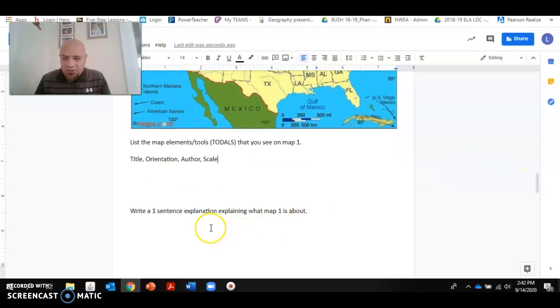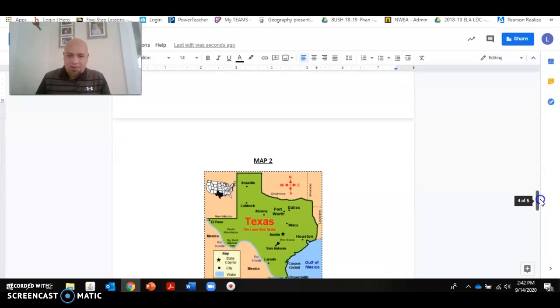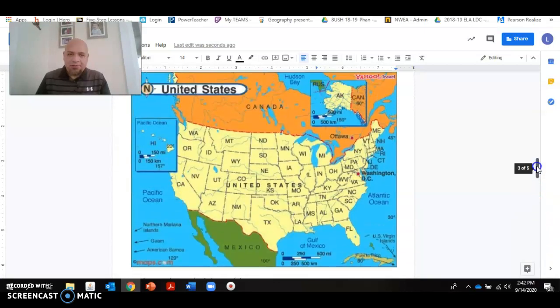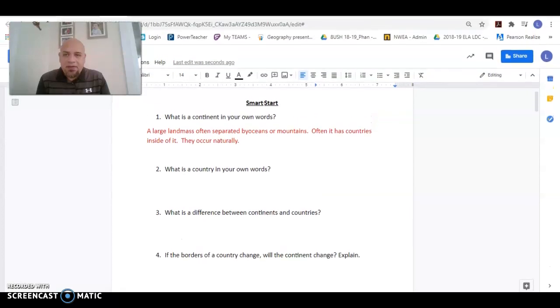And now the last question for this map, write a one-sentence explanation explaining what the map is about. So just write one sentence telling me what this map is about. So you're going to do that for map 1, map 2, and map 3. All right, and then you can go ahead and submit your work, and that'll be it, and then you'll be done. Okay, so that is what you have to do for today.